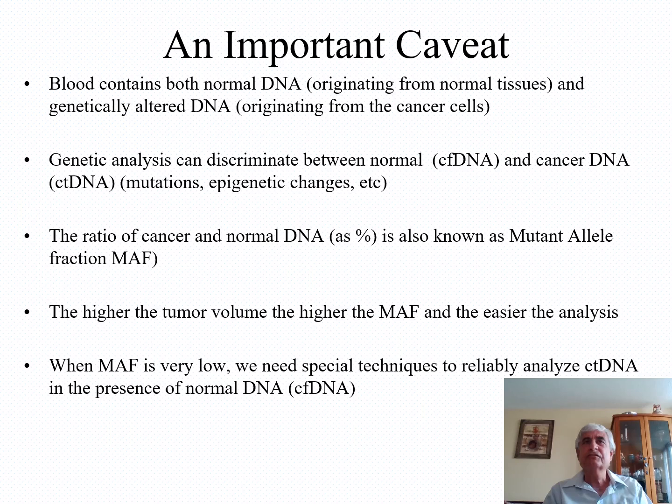The ratio of cancer to normal DNA as a percent is importantly known as mutant allele fraction. We know that the higher the tumor volume, the higher the mutant allele fraction, and the easier the analysis. We should remember that when the mutant allele fraction is very low, such as less than 0.1%, we need special techniques to analyze the circulating tumor DNA, which is present in minority in comparison to normal DNA.